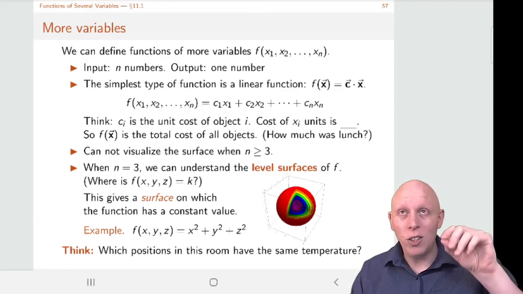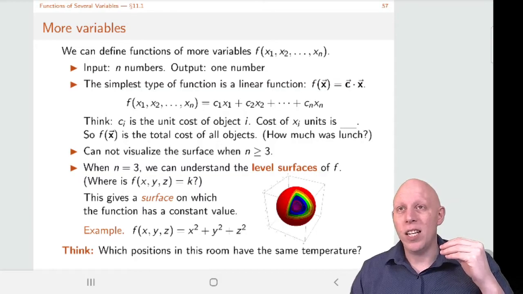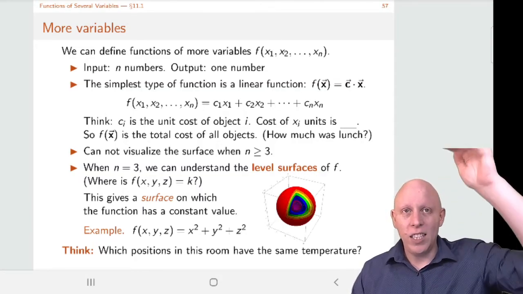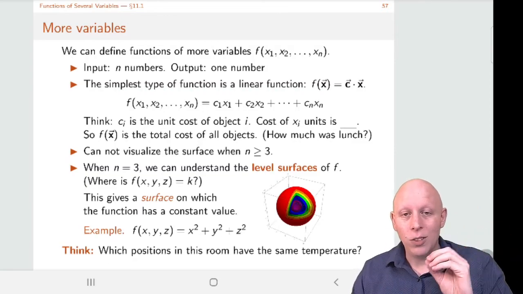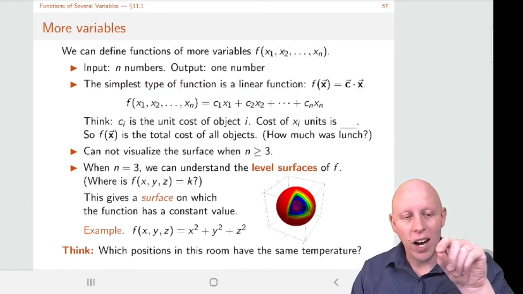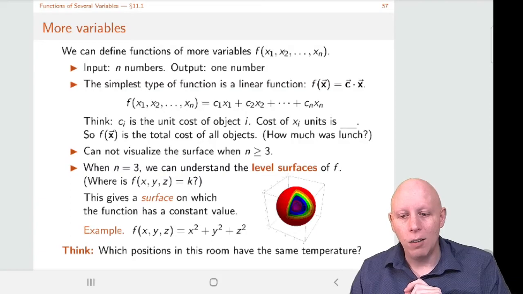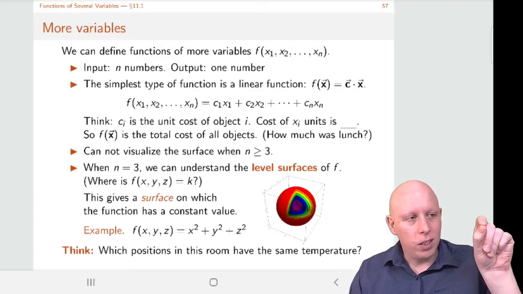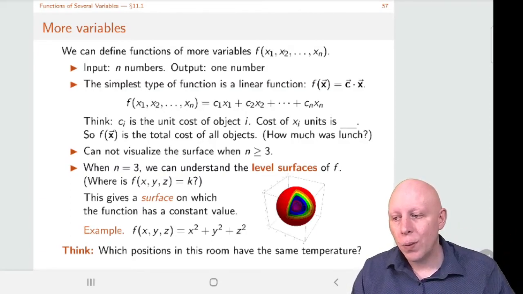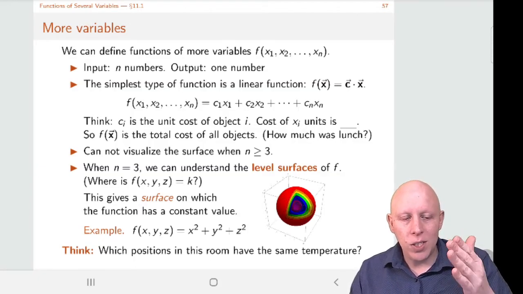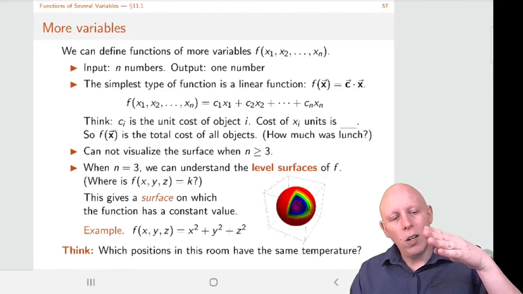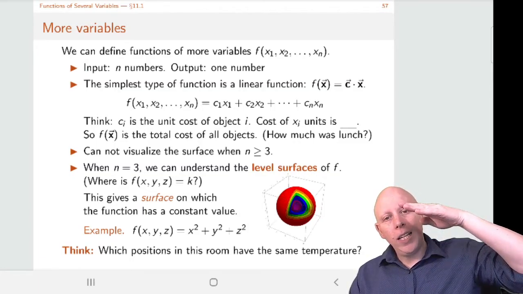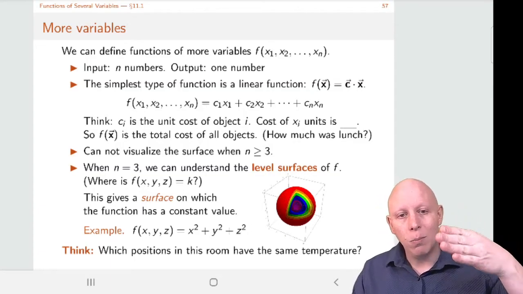So this is a function that depends on your position, your x, y, z coordinates: your height, your length, and your depth. And at every position, it's a different temperature. So the question of what a level surface is: if you're at your point, look at all of the different places in the room that have the exact same temperature.